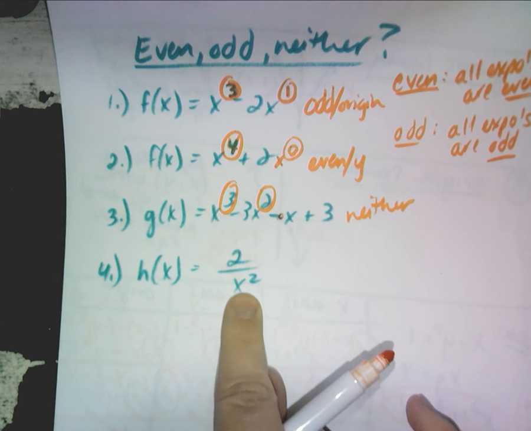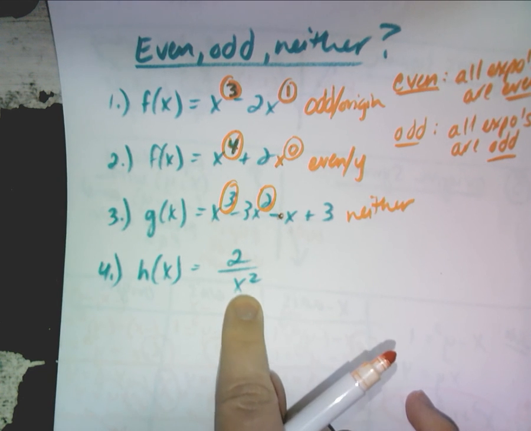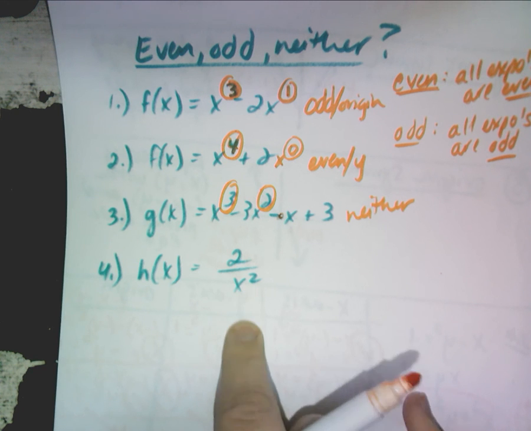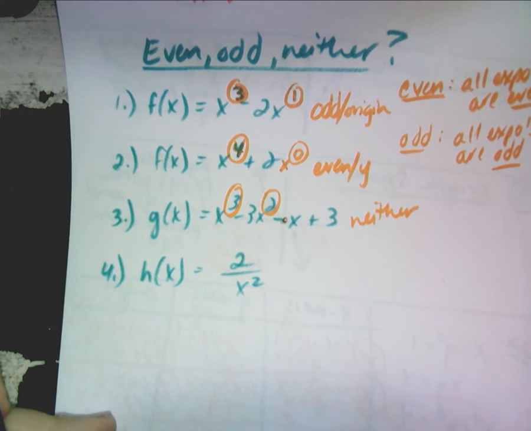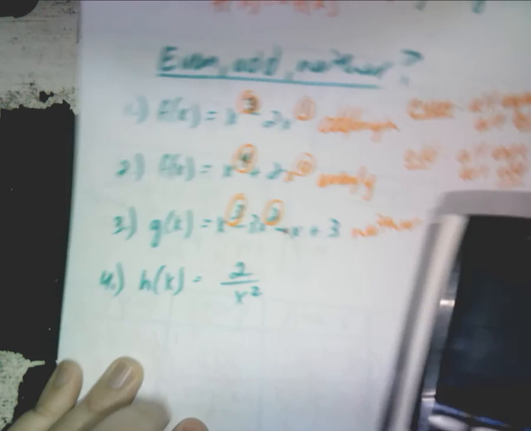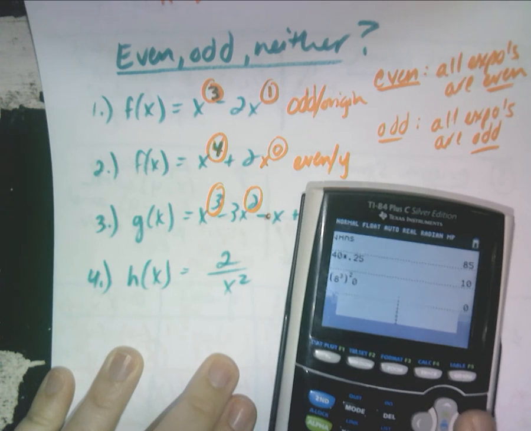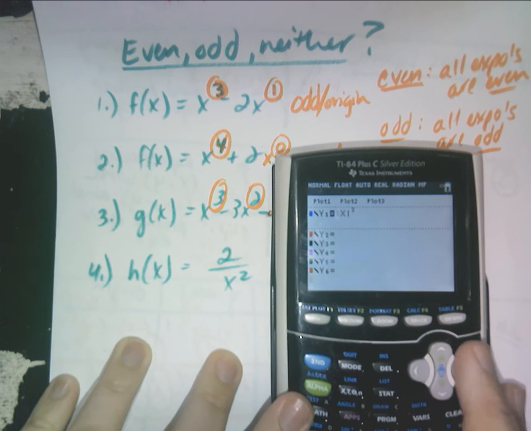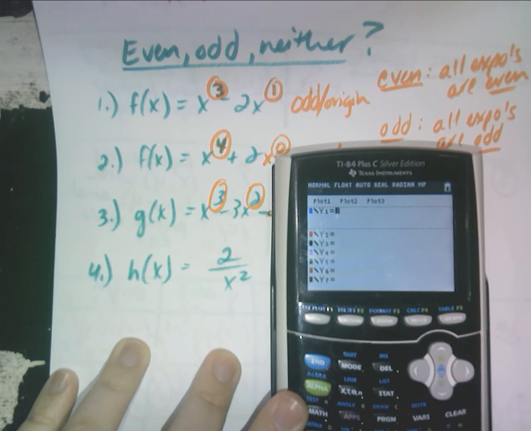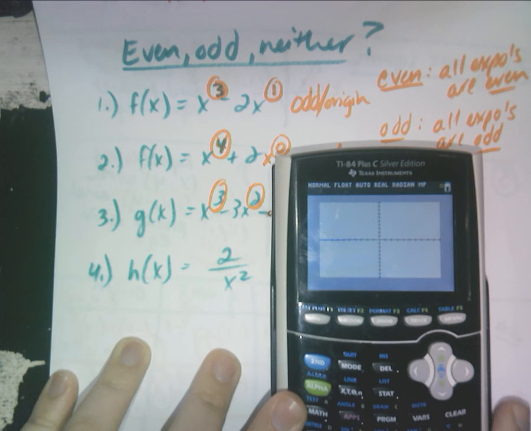When your variables go to the denominator, you need to be careful. You can't just say, oh, it's going to be even. You need to check it in your calculator, right? Because you don't know the tricks for the variables being in denominators. So anytime you're unsure, just go to your calculator, type this in. 2 divided by x squared, zoom 6. Let's just see.